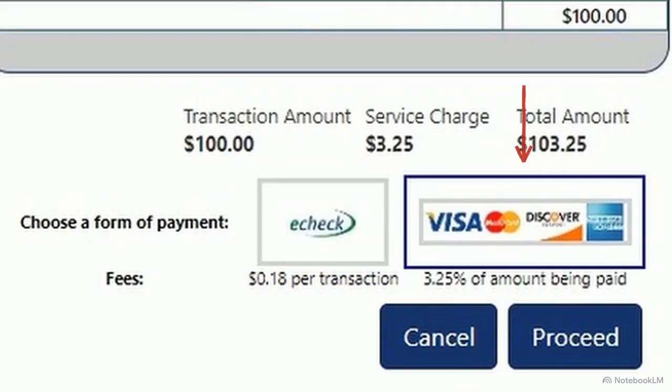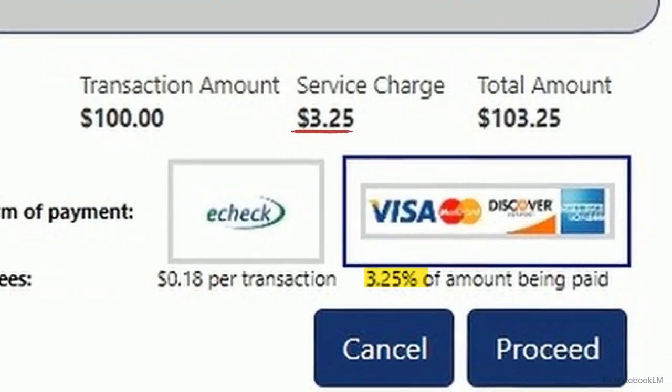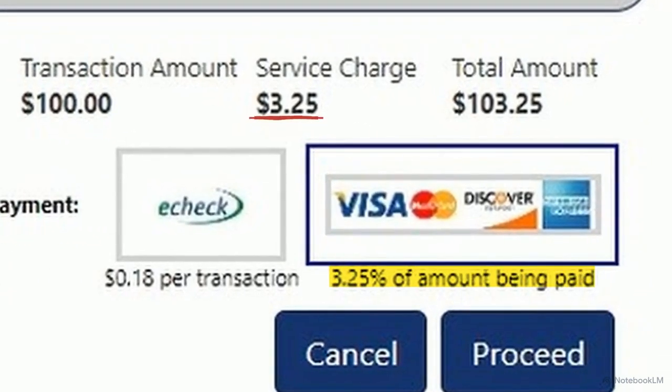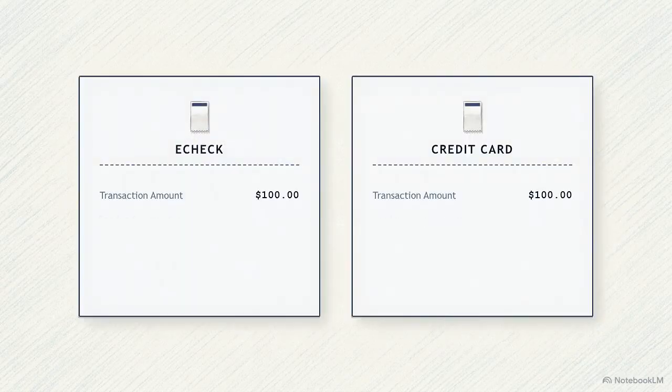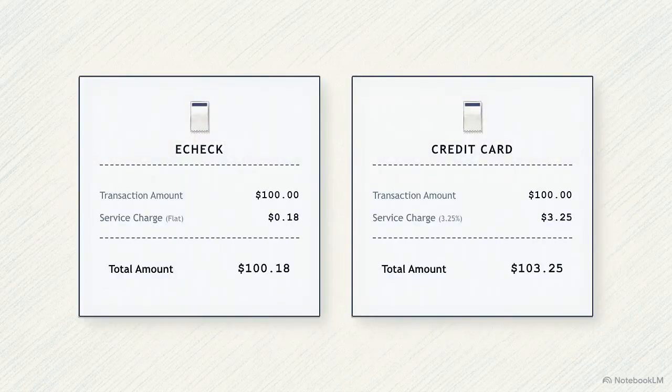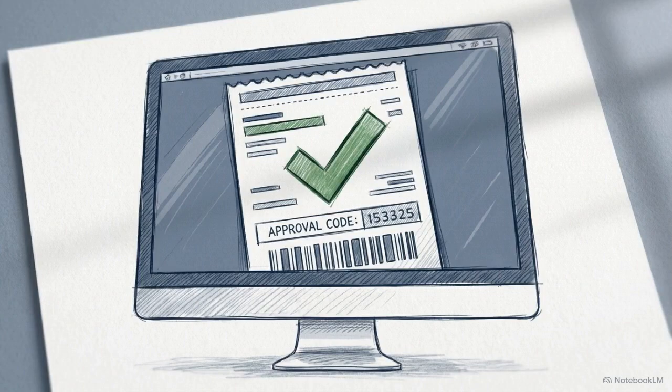This next image shows the alternative. Using a standard credit or debit card applies a percentage-based service charge of 3.25%. Seeing exactly how these distinct transaction fees are calculated lets you control your final out-of-pocket costs before you proceed to the Secure Payment Portal. Completing your entry in the Secure Payment Portal processes the transaction and officially finalizes your application.